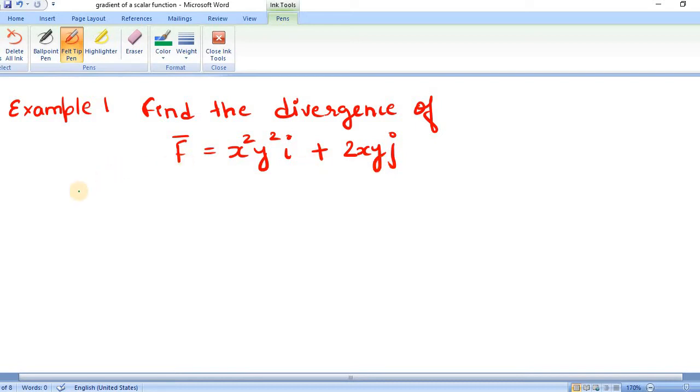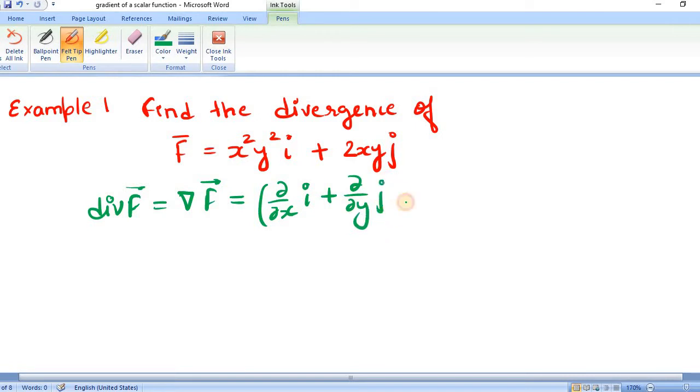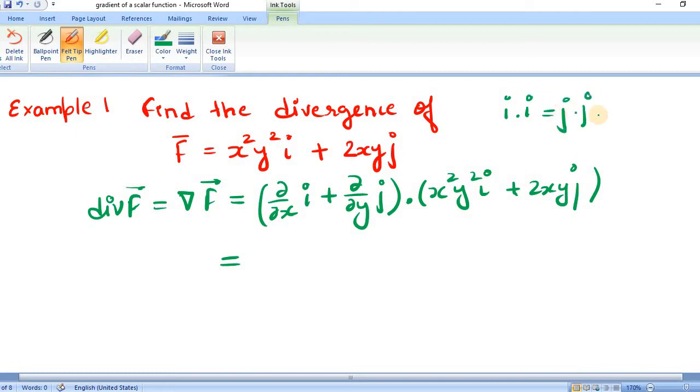So we will use a two-dimensional system, and here the divergence of f will be, so we'll use del dot f, where the del operator will be used for the two-dimensional system. So this is (del upon del x)i plus (del upon del y)j dot, and this is x squared y squared i plus 2xy j. So now we have to perform the dot operation. In the dot operation, we all know that i dot i is equal to j dot j is equal to k dot k.